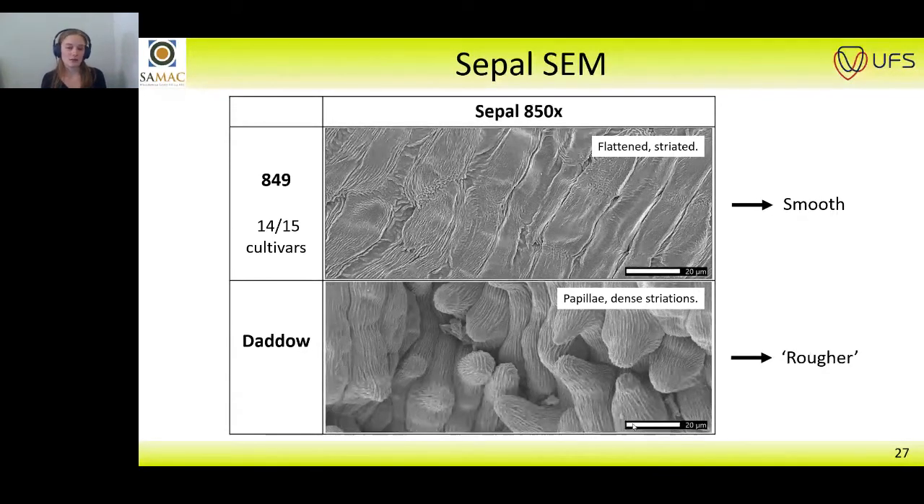Dado, however, was the outlier cultivar, as you can see that there is quite a big difference between the 2. 14 out of 15 different cultivars generally had flattened sepal surfaces, and they were slightly striated, whereas Dado had papillae and it had dense striations, lending towards a rougher sepal surface as opposed to the other 14 cultivars.